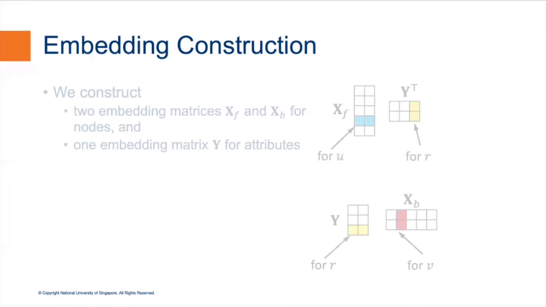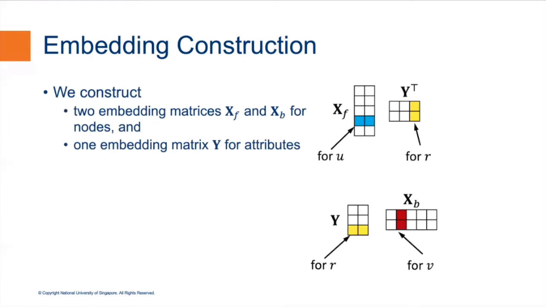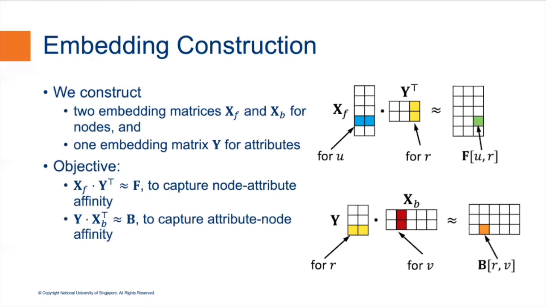Now, the question is, how can we construct embeddings to capture the affinity measurements that we just mentioned? The idea is as follows. We aim to construct a forward embedding matrix XF and a backward embedding matrix XB for nodes, and an embedding matrix Y for attributes, such that XF and Y can reconstruct node attribute affinities, and XB and Y can capture attribute node affinities.